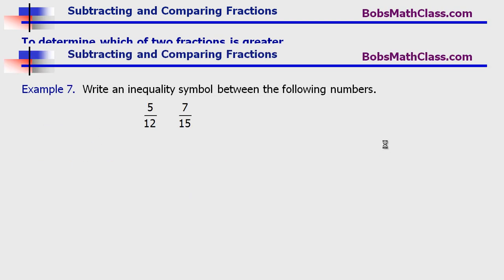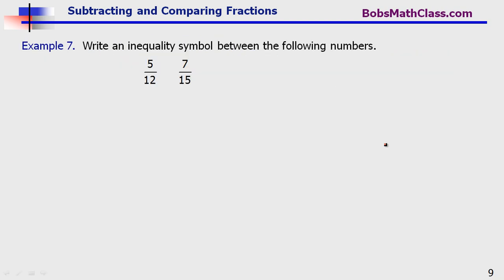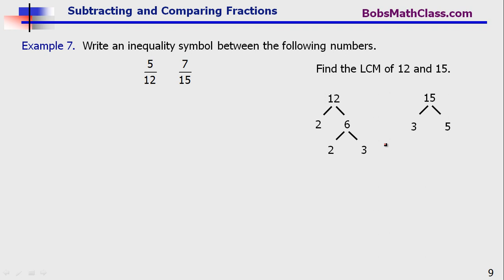Okay, here we go. Write an inequality symbol between the following numbers. We want to know which one's larger, 5/12ths or 7/15. First of all, we need to find our LCM for the denominators, our LCD. So we'll work with 12 and 15. Let's do the tree for 12 and 15. 12 is 2 times 6. 6 is 2 times 3. 15 is 3 times 5.